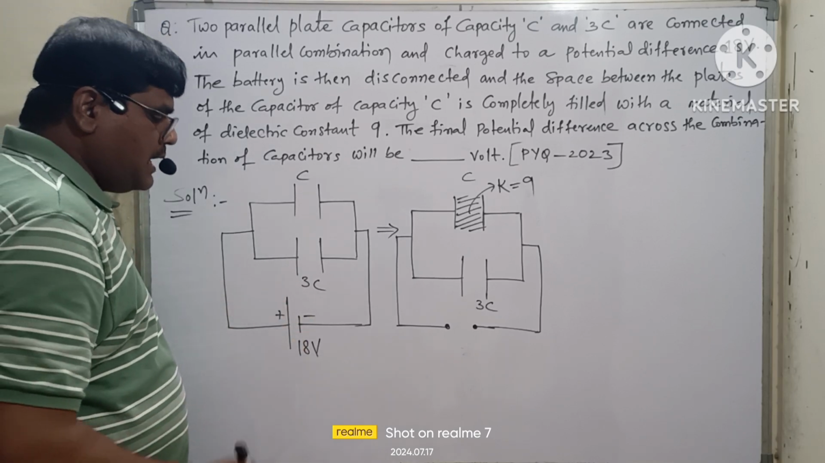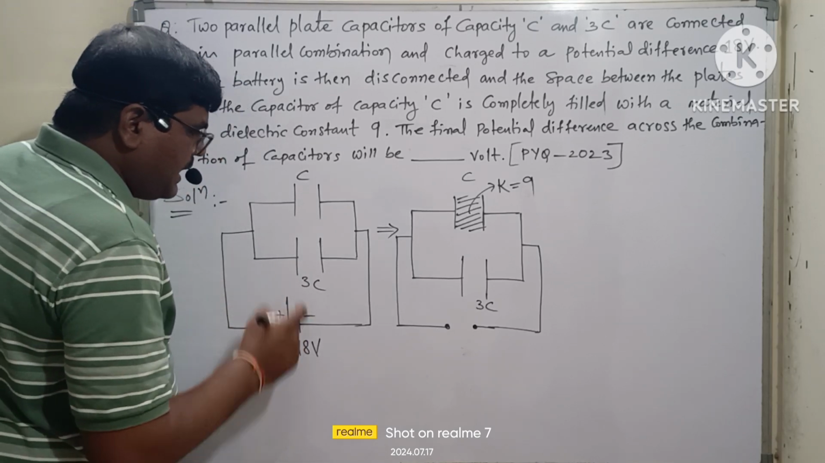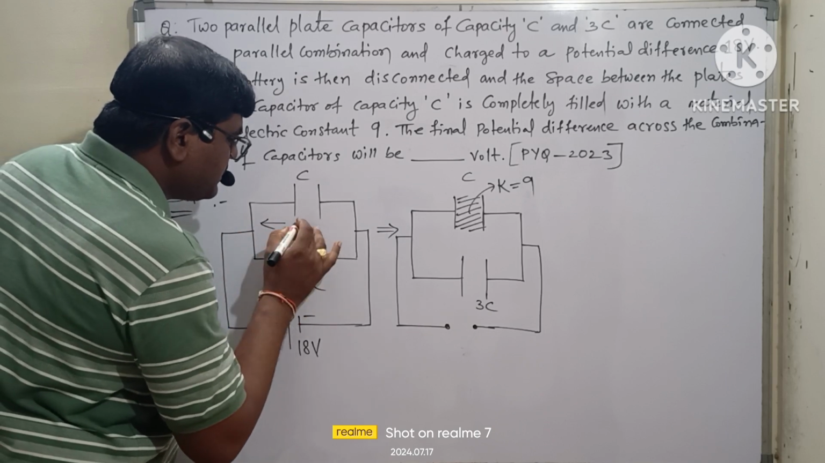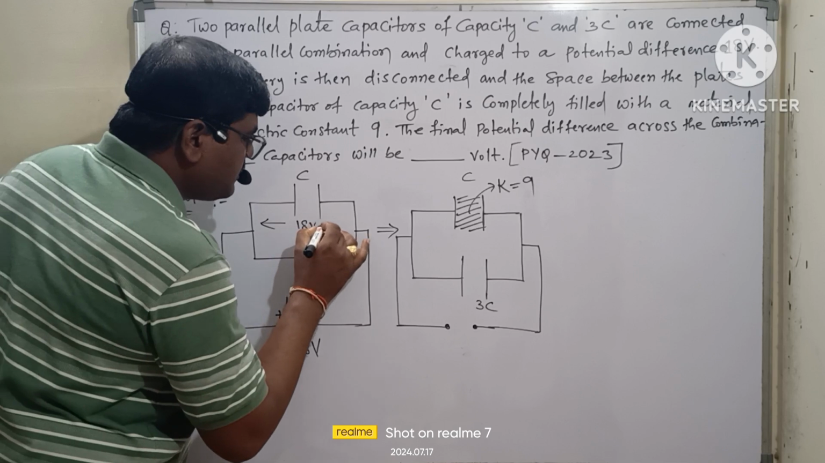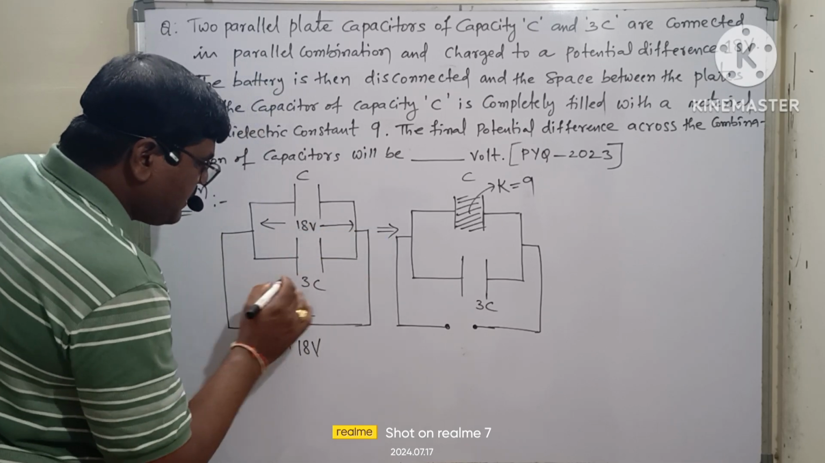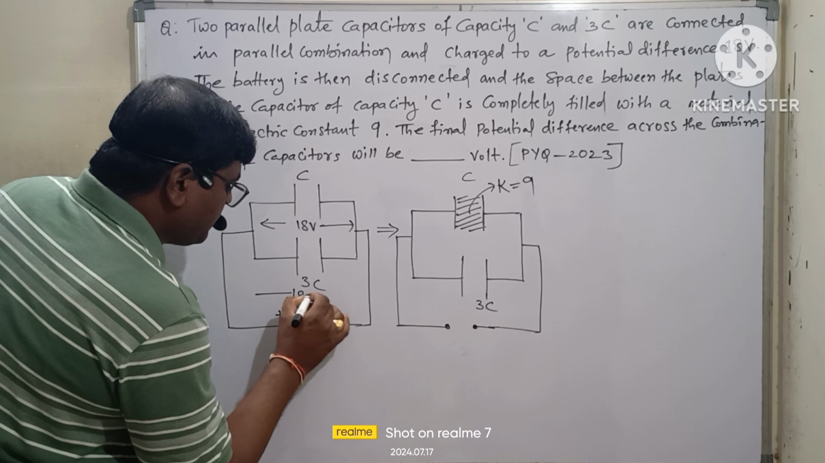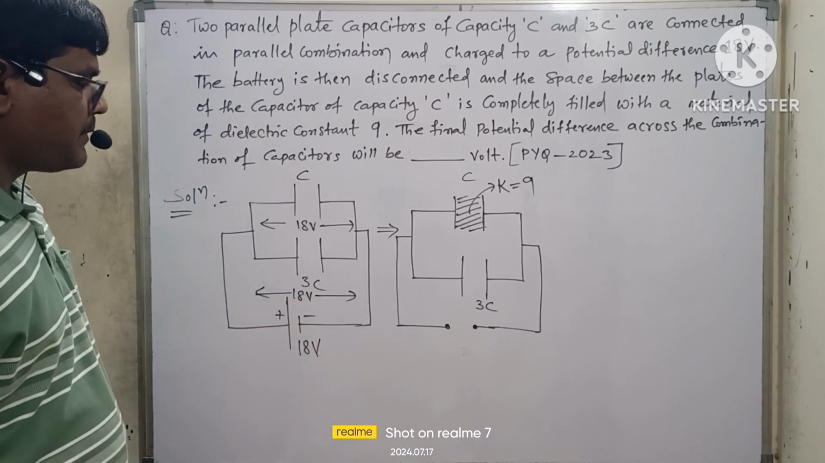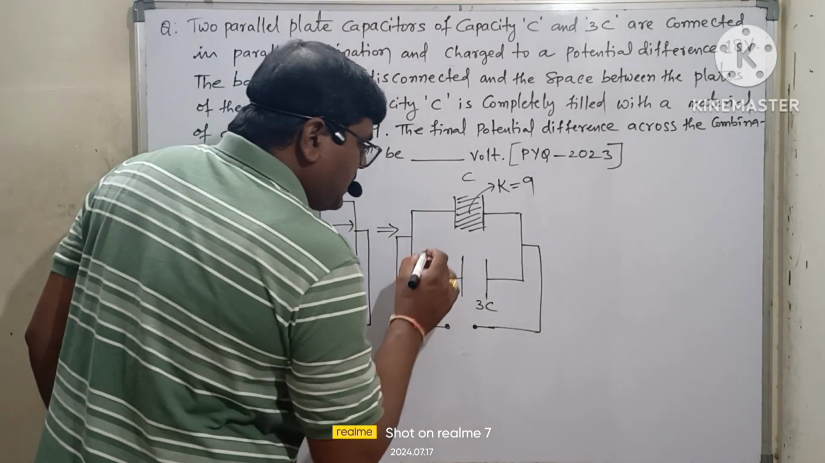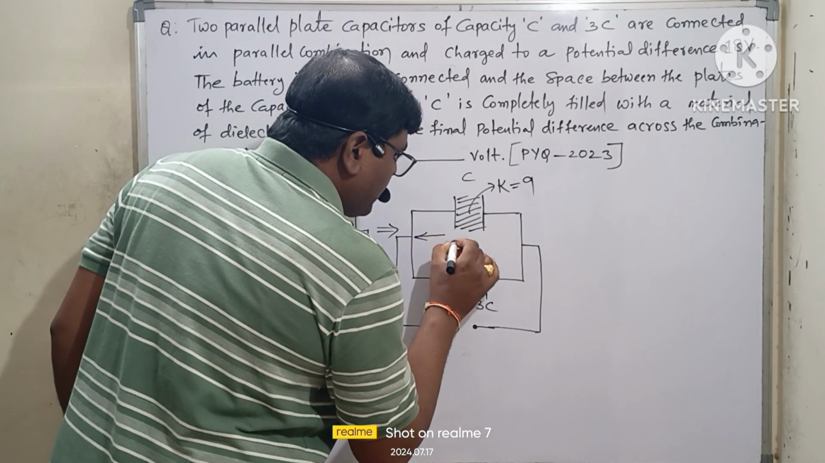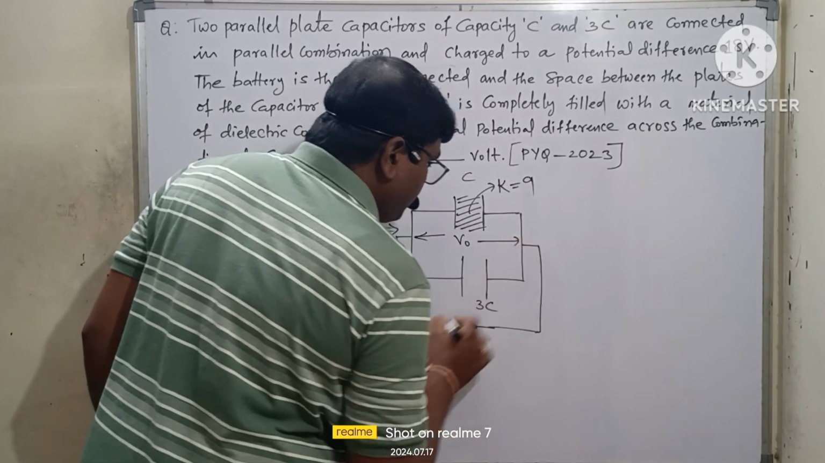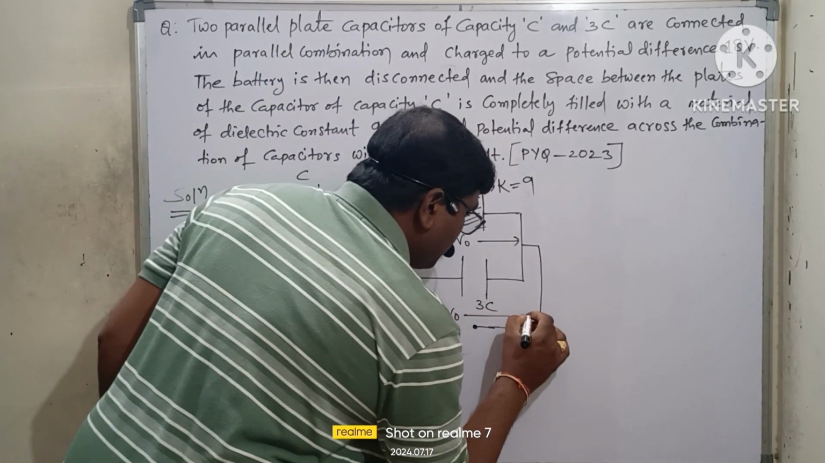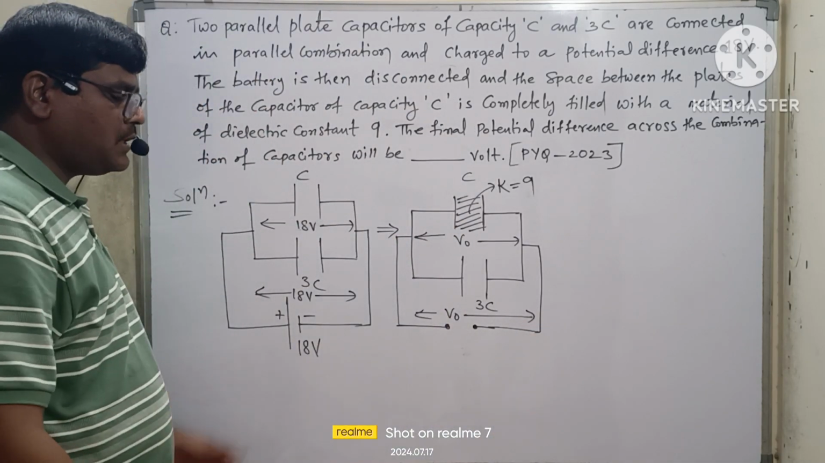What is the meaning here? If it is 18 volt across this one, across this capacitor is 18 volts, across this capacitor is also 18 volts. What about the common potential here? After this, the potential is V0, and across this one also it becomes V0. Of course, you can also take it as V.